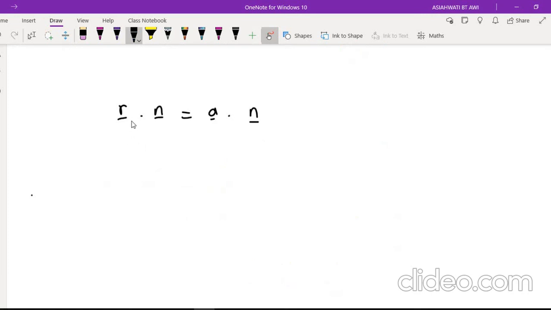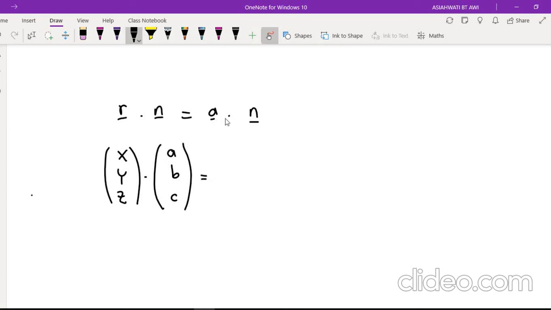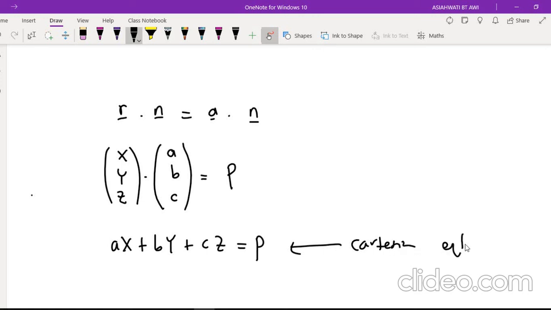For a vector equation of a plane, r is represented by x, y, z. This is n, with components a, b, c. You do the dot product between vector A and vector n, and you get a scalar; say this is p. Do the dot product on the left hand side, and you get ax plus by plus cz equals p. This is called the Cartesian equation of the plane.